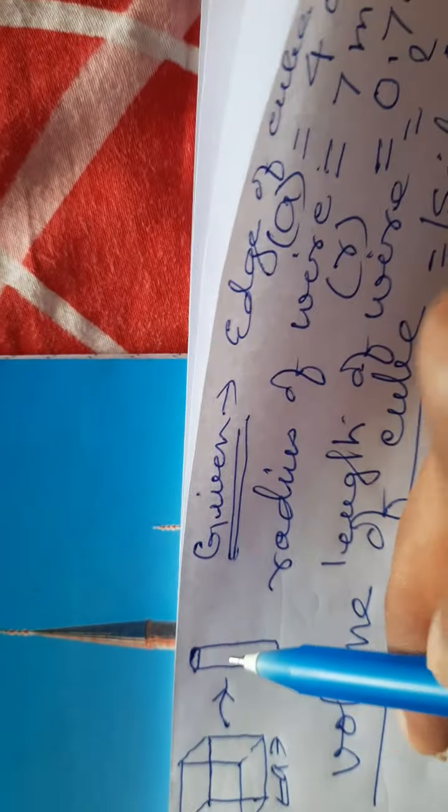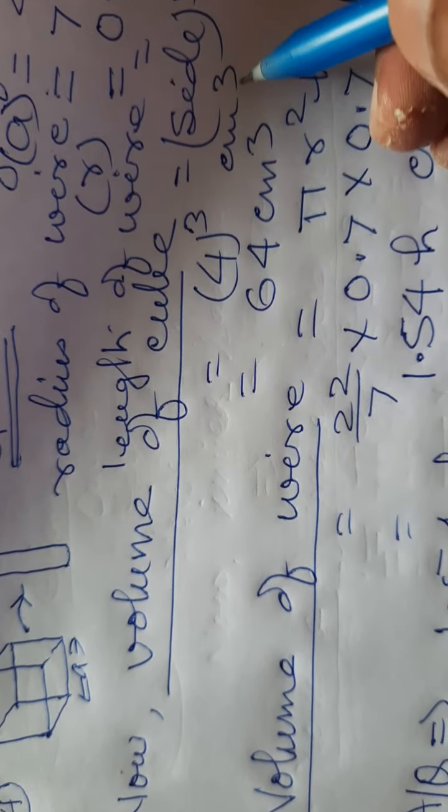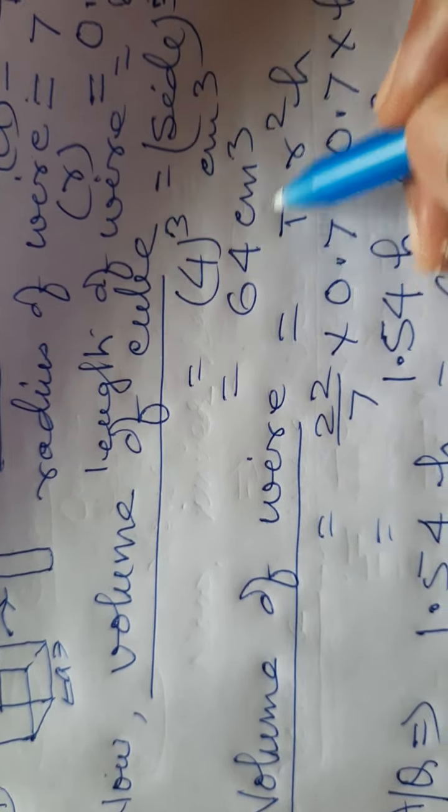The radius of the wire is 7 millimeter. The side is in centimeter, and now this is in millimeter, so convert it into the same unit. 7 millimeter is equal to 0.7 centimeter. Length of wire, how much? Now, the volume of this solid cube is side cube, 4 cube centimeter cube, 64 centimeter cube.